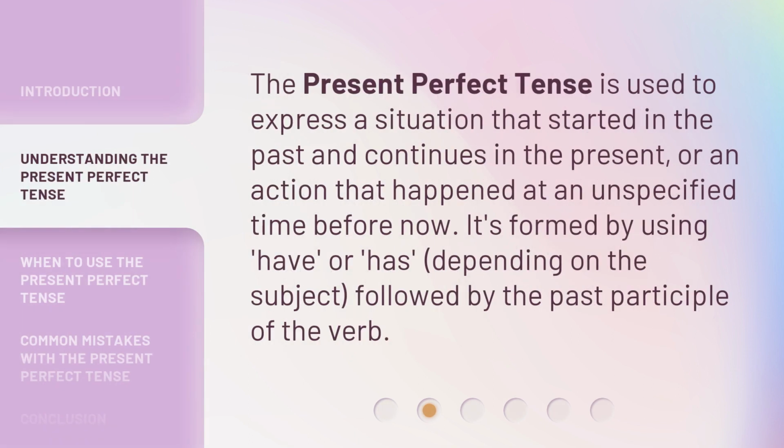The present perfect tense is used to express a situation that started in the past and continues in the present, or an action that happened at an unspecified time before now. It's formed by using have or has, depending on the subject, followed by the past participle of the verb.